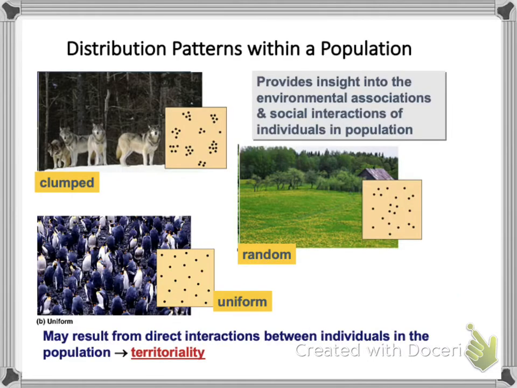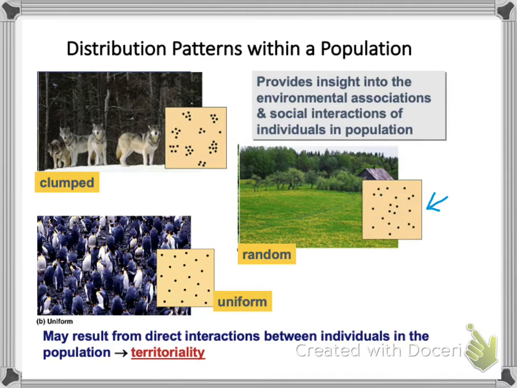Now, number of individuals in an area only gives us part of the picture. We also have to consider distribution patterns within a population. So how are those individuals arranging themselves within the space? And this will provide us with insight into different environmental conditions and also social interactions within a population. So sometimes we might see completely random dispersion where those individuals are located in different places at random.